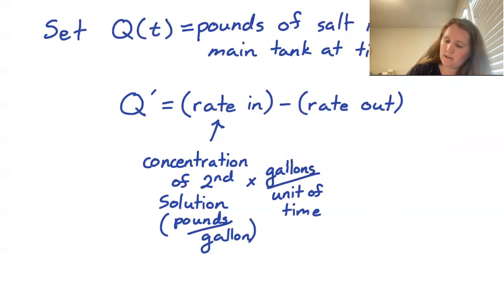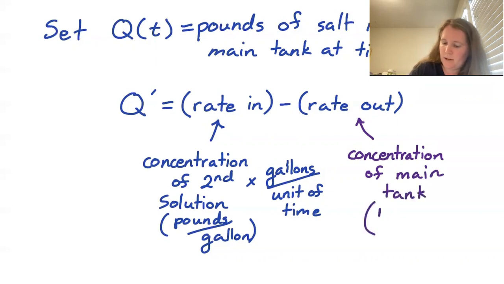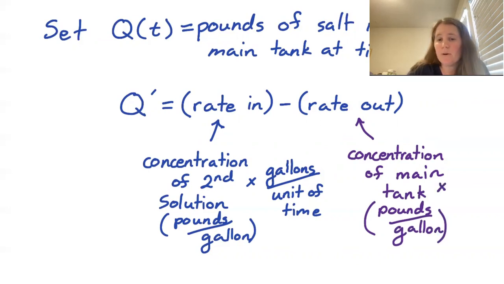For rate out, same idea here. We'll use the concentration of the main tank, or of the primary solution. Again, this should be in pounds per gallon. And then we will multiply by the gallons per unit of time.